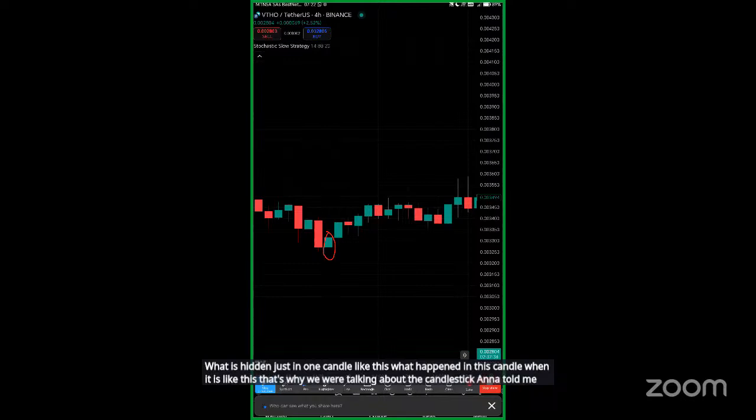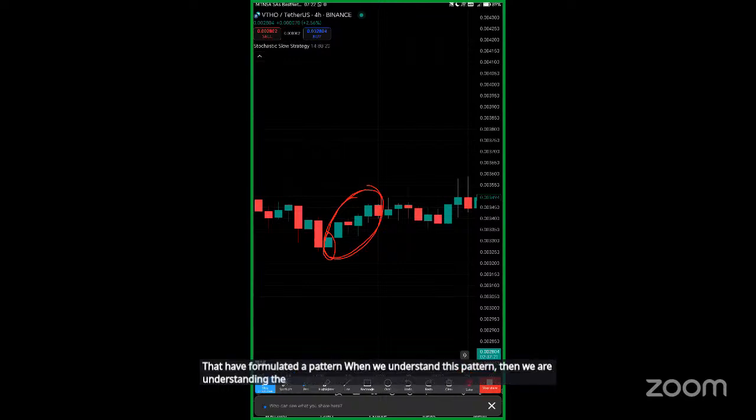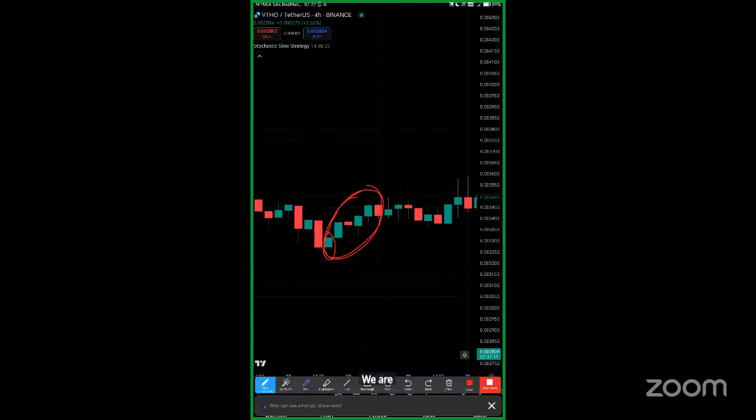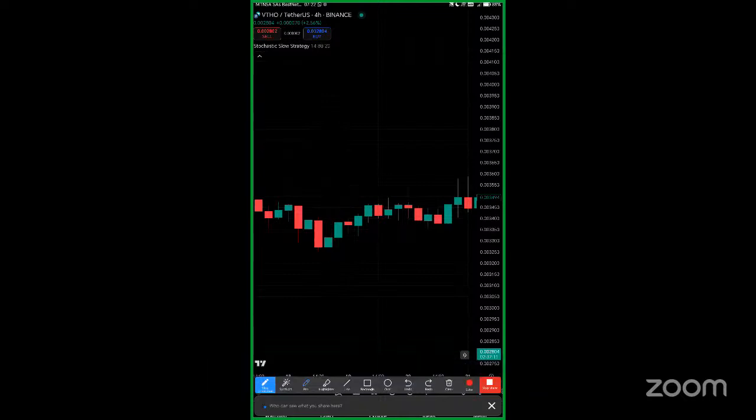Now we want to know about a couple of candles that have formed a pattern. When we understand this pattern, then we are understanding the language of the market. We are able to interpret that what happened today might repeat itself after 2 weeks. Are we together, ladies and gentlemen?